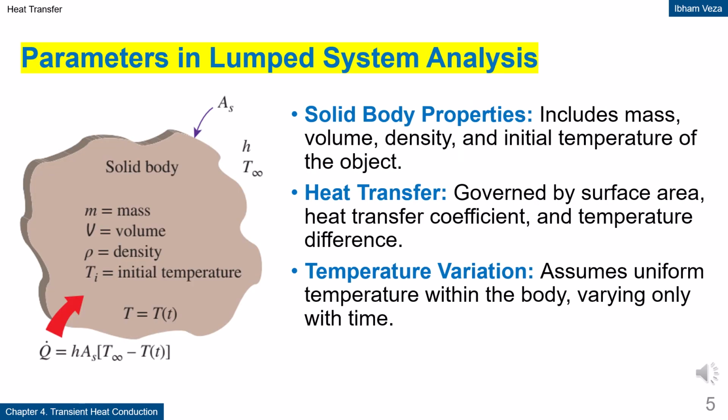Parameters in lumped system analysis. The lumped system analysis is based on the physical properties of the body, such as mass, volume, and initial temperature. In addition, surface heat transfer by convection plays a central role. The body temperature is assumed uniform and only a function of time. This greatly simplifies the energy balance equation. However, this simplification is valid only when the physical conditions are satisfied.